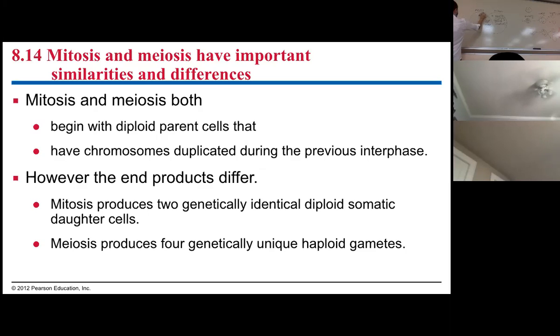In meiosis, how many cells do you end up with? 4. Oh wait, regular? Oh, I have these switched. I'm so sorry. I am so sorry. 2 daughters? 2 daughter cells, yes.